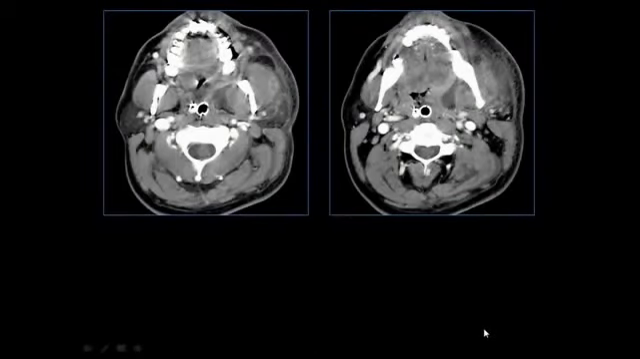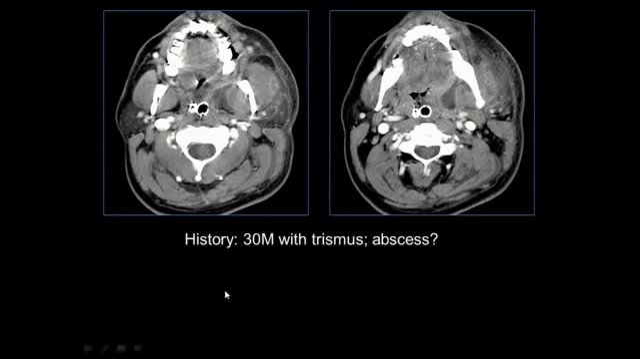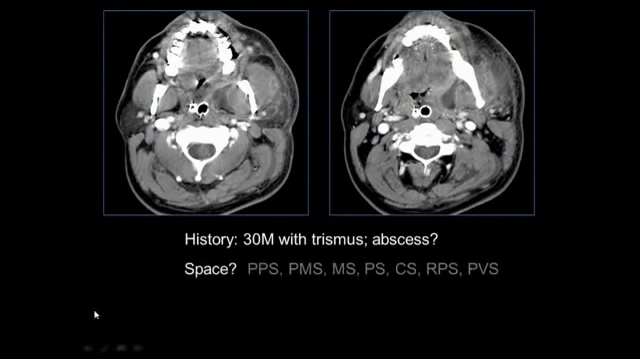The second way to look at things is when it's in multiple areas, as sometimes in infections or big invasive tumors or congenital lesions that form before the fascia form. So in this case, I've got a patient with trismus and maybe an abscess, and we're imaging them. They can't open their mouths, and we start looking at these scans. What space is it in? Again, same list. Well, it's in multiple spaces.